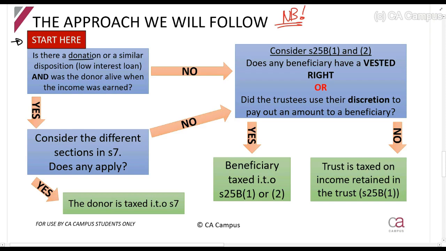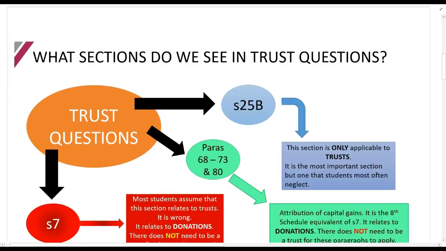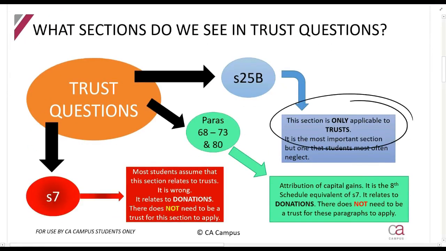When we talk about a donation, please note that it is either a full donation or something like a low interest loan. Those are considered donations for this section. Right, so that's the first question we ask. Was there a donation and is the donor still alive, or was the donor alive? If you say no, then we look at section 25B1 and section 25B2. Section 25B, to remind you, is the section that relates to trusts.